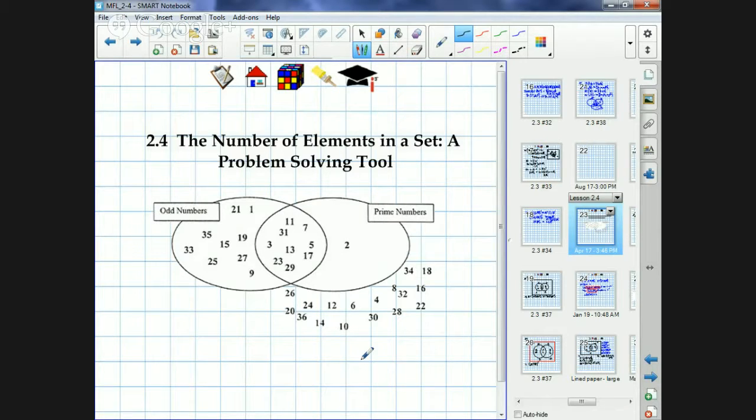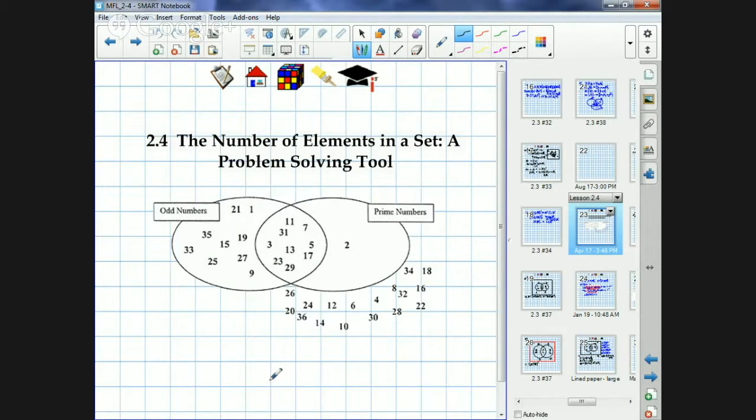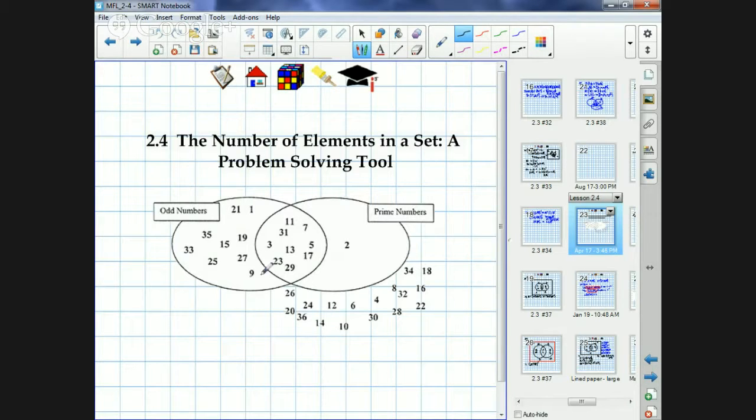Just take a peek at the example sets that are up there. I don't know if that is big enough for you to see. Oh yeah, I can see it. It's kind of tiny, but anyway, you can see how the circle on the left is the odd numbers. The circle on the right is the prime numbers.